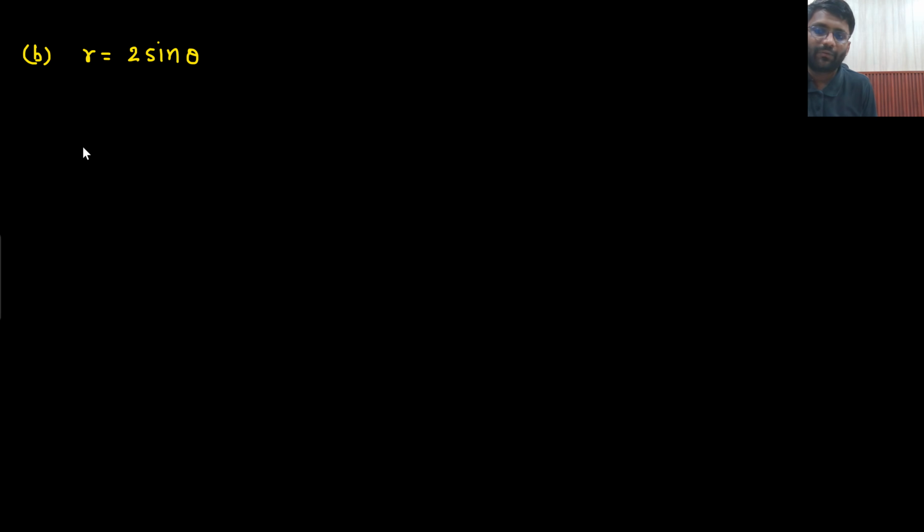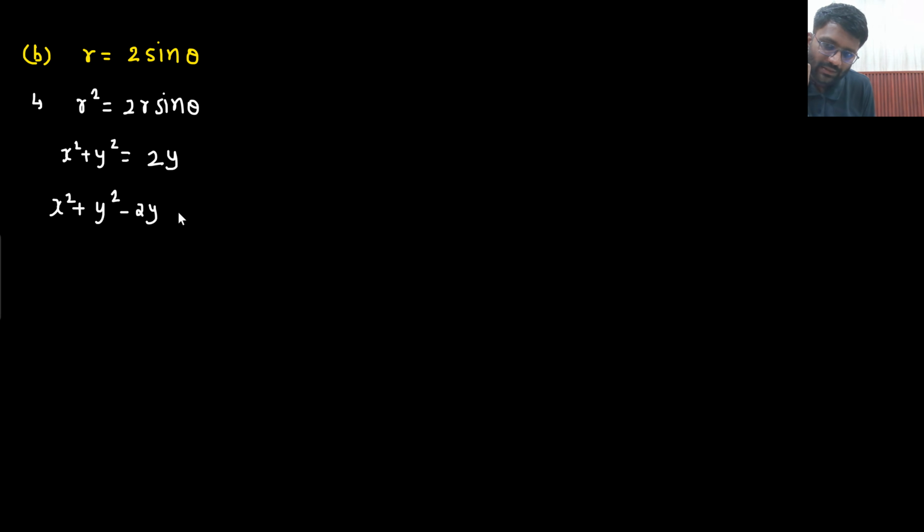What I will do, sir, first method, very simple. Let's try getting the equation. Multiply with r on both sides: r square equals 2r sin theta. This becomes x square plus y square, and r sin theta is y only. So x square plus y square minus 2y. I will add 1 on both sides. What I will get: x square plus (y minus 1) whole square equals 1.